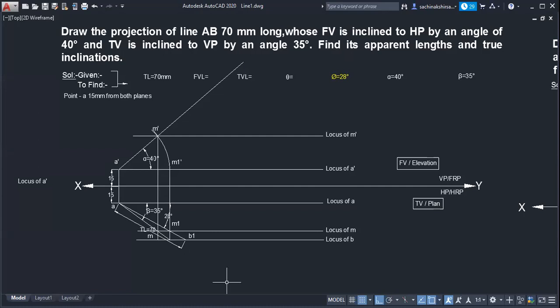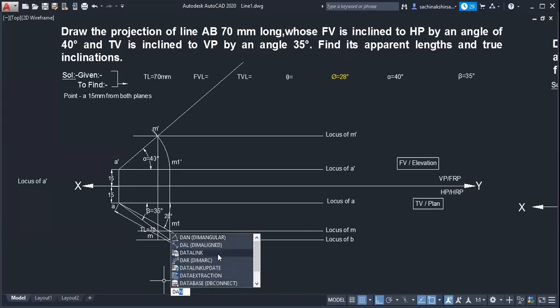Line AM extend up to locus of B. Locus we know, beta line is also known. Is it possible to get the top view length of that line? Yes, sir. How much is it? It will measure directly. Top view length 59.